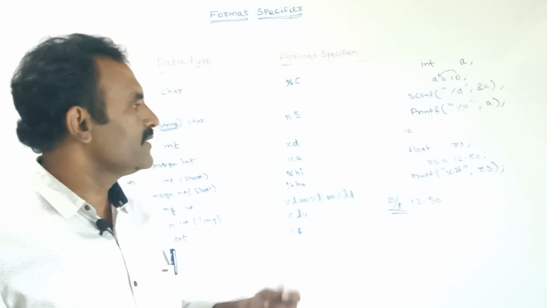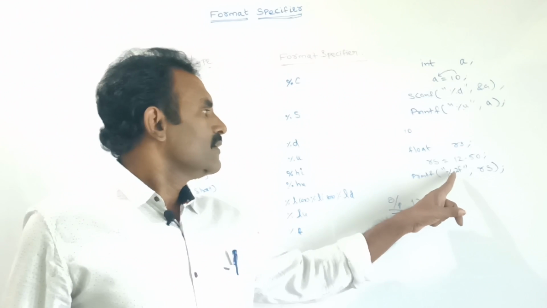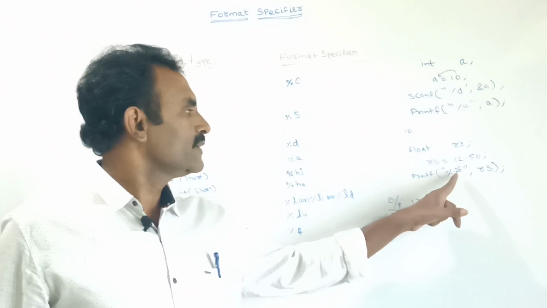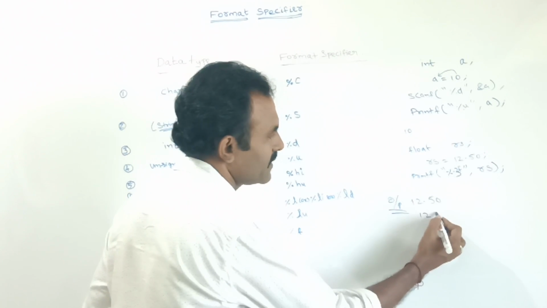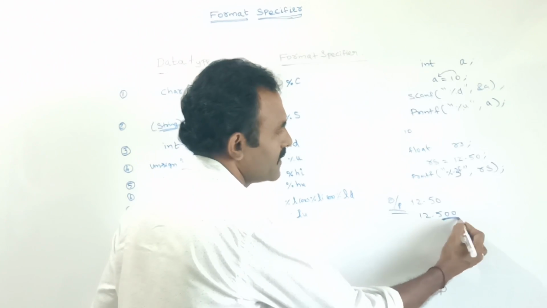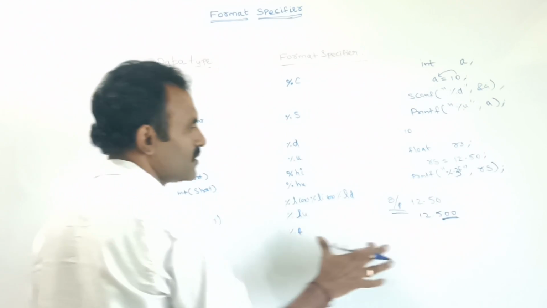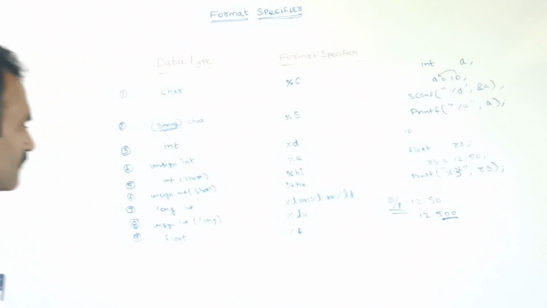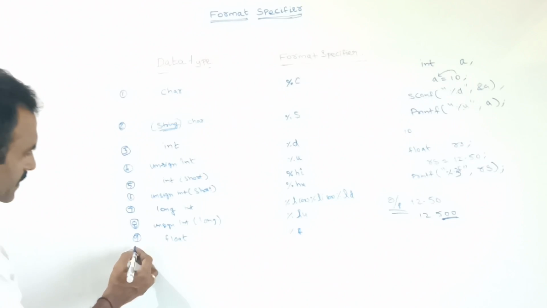Depending on how many fractional digits we need, we can mention it. Suppose I need 3 digits, here I can give %.3f. That means after the decimal point 3 digits will be displayed, for example 500. 4 means 4 digits. By default it has 6 digits after the decimal point. In this way the floating point can be stored. Next let us see about the double.